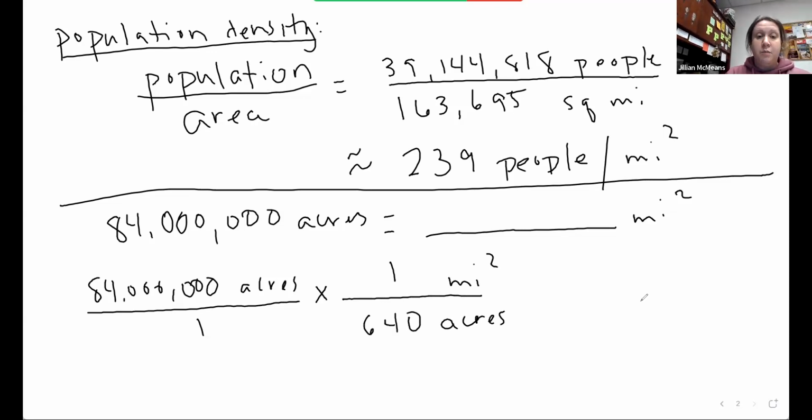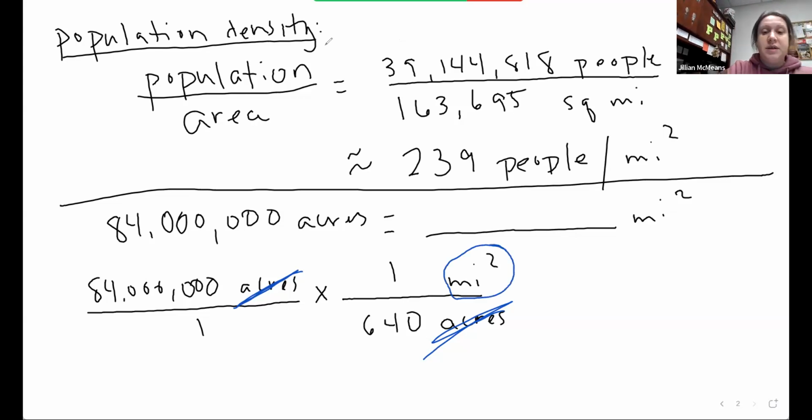Okay. So make note of where I put acres. So in my first fraction, acres is in the numerator. In the second unit fraction, acres is in the denominator. And the reason for that is this. I need the acres to cancel. And in math, things cancel top to bottom. And that's going to leave me with square miles, my desired unit, in the numerator.